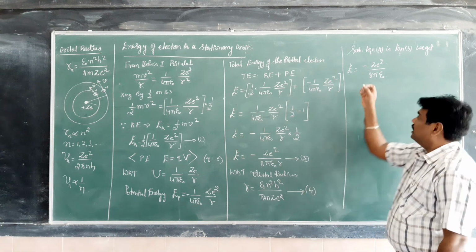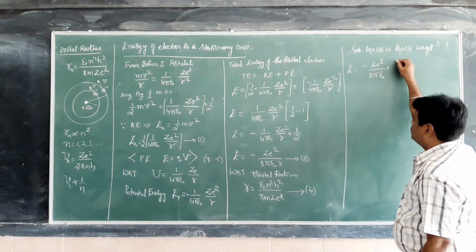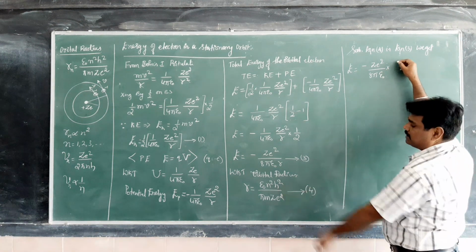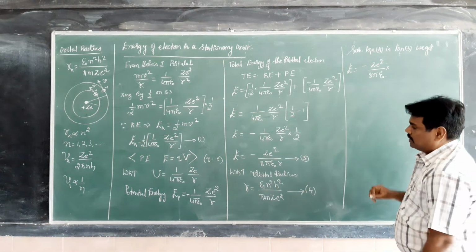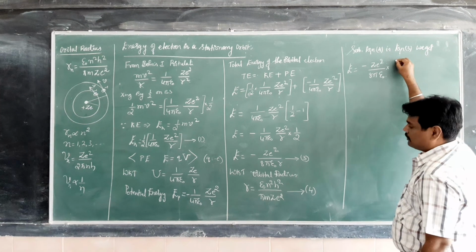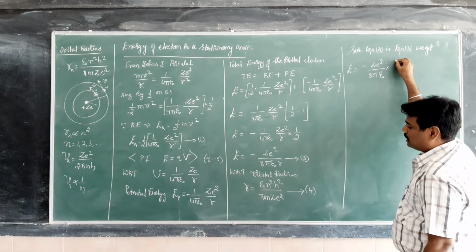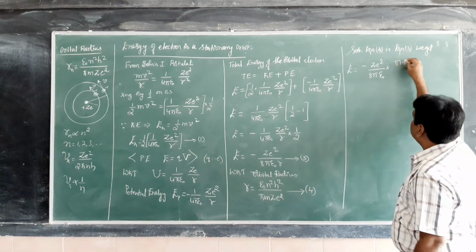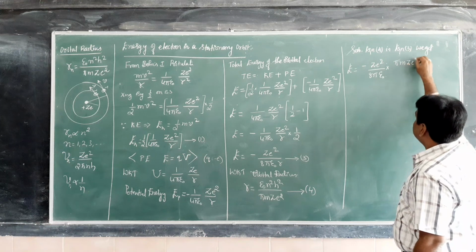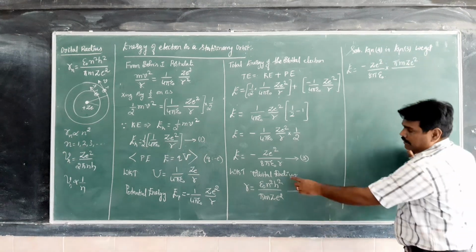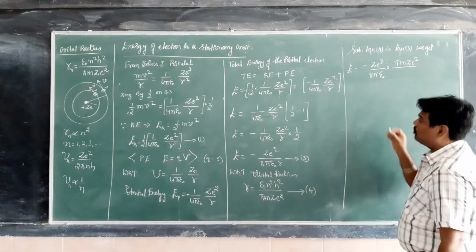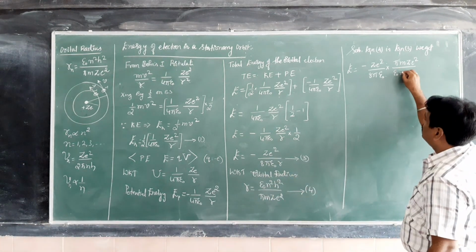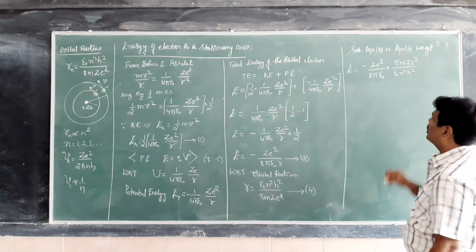So in the next step we have to write like this. I will directly take the reciprocal of this because R is in the denominator. So after multiplication it will become the reciprocal: pi m Z e square divided by epsilon naught n square h square.